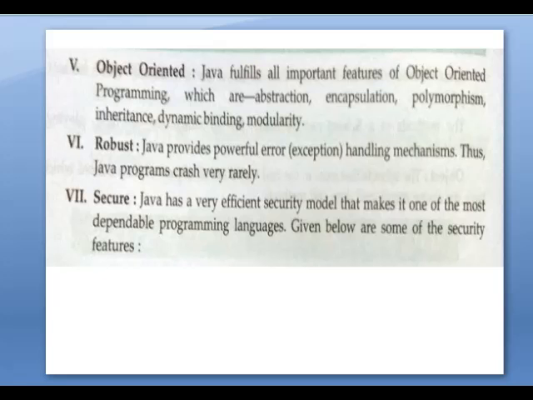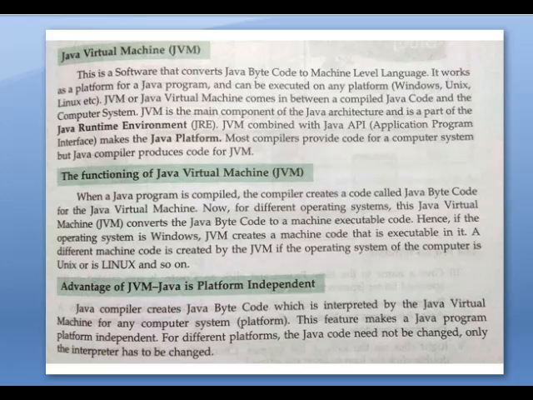So the next one is Java virtual machine. What is called this Java virtual machine? This is a software that converts Java bytecode to machine language, machine level language. It works as a platform for a Java program and can be executed on any platform. So this Java program can be executed on any platform, whether it is Windows or Unix or Linux.